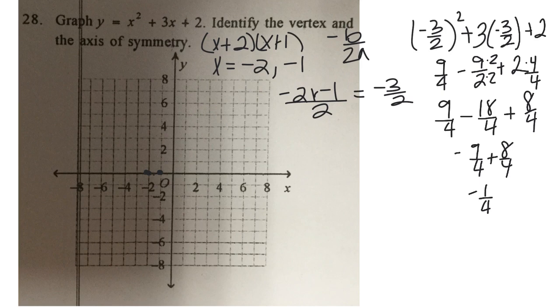So that's right there, tiny little point. My vertex here is at -3 halves and -1/4. So that's also my axis of symmetry at -3 halves. We know if we plug in 0, we get +2. So +2, let's reflect that. And that gives us a pretty good parabola.